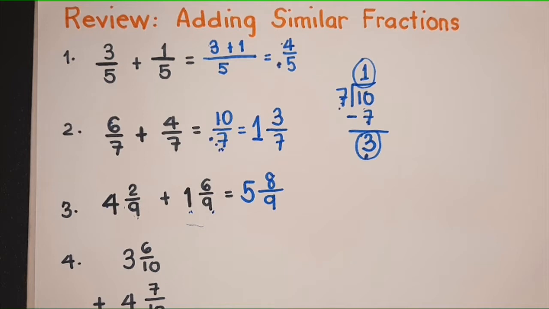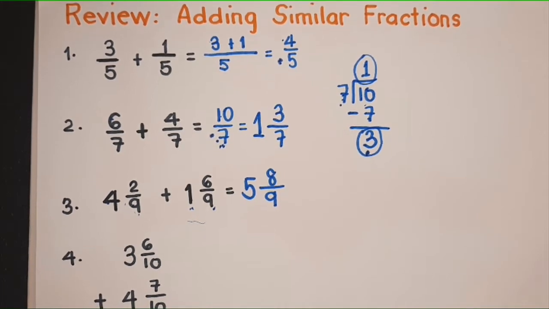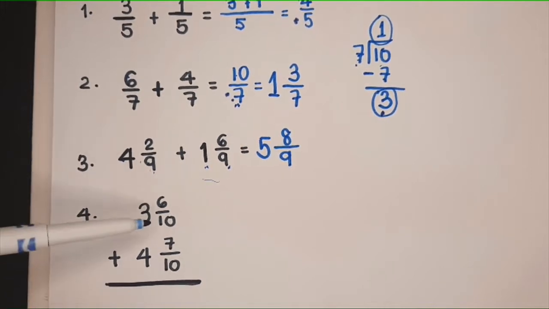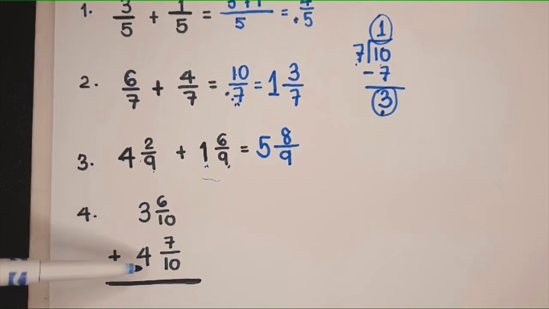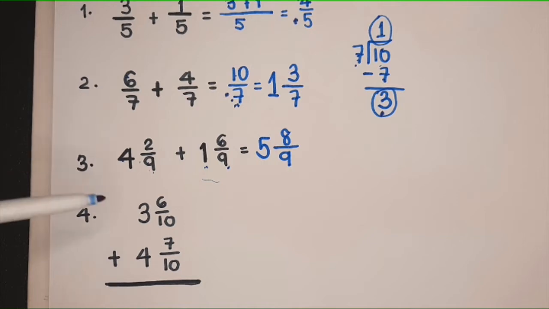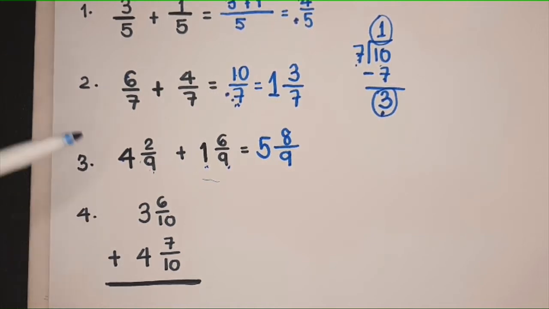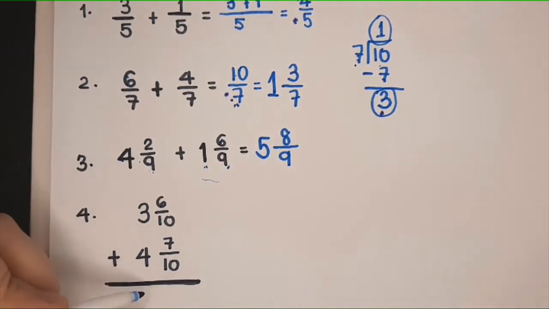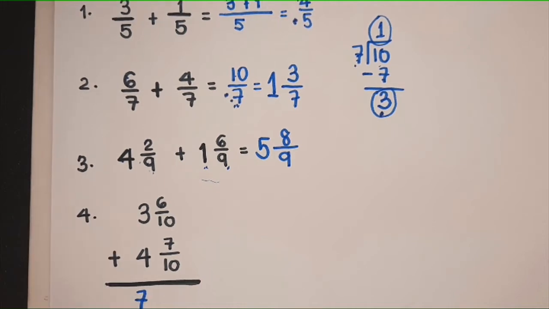Last one. You may also see or encounter an example written in this way. This is what you call a vertical addition. Kasi it's written vertically. Pero wala namang pagbabago. Yung way lang ng pagkakasulat ng mga addends, yun lang yung naiba. But it's the same process. All you have to do is you add the whole numbers. So it's 3 plus 4. You will get 7. Right?